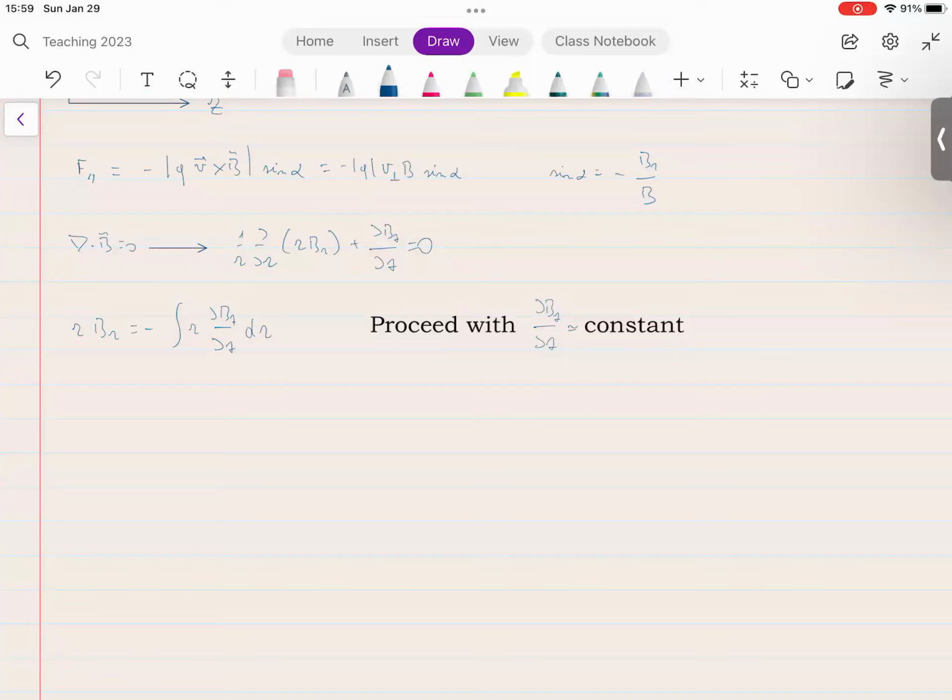And I obtain that R BR calculated between 0 and my Larmor radius, that's the variation that my particle will see in BR, goes over the distance the particle is traveling in the R direction, that's the Larmor radius. And this is going to be approximately equal to minus 1/2 of R squared over 2 calculated between 0 and Larmor radius. So that just gives me Larmor radius squared times dBz/dz.